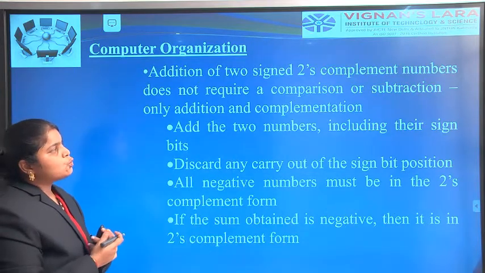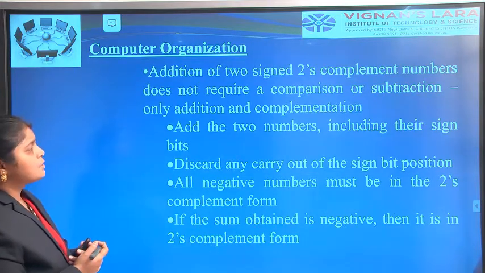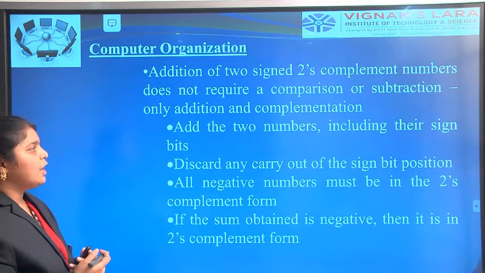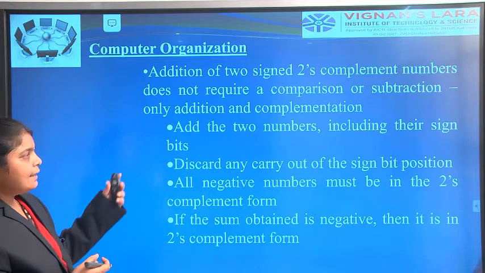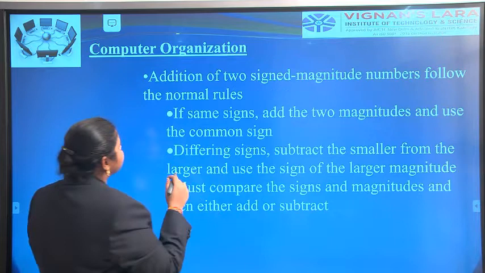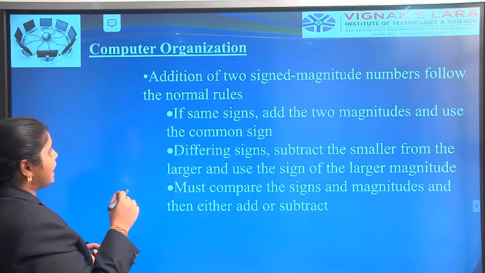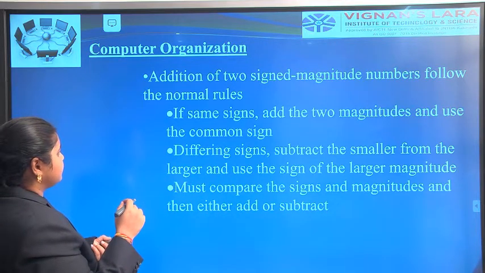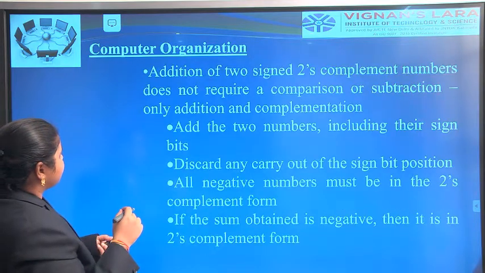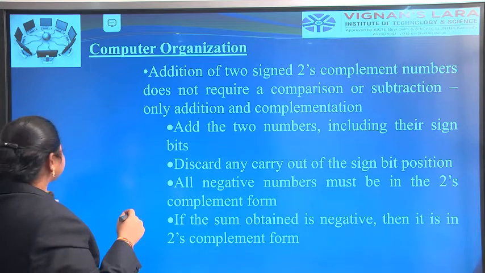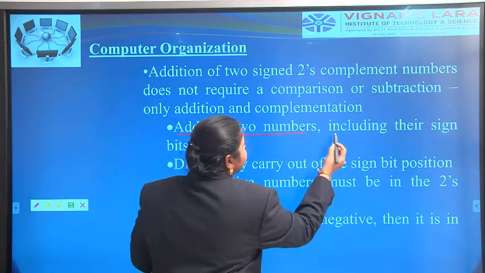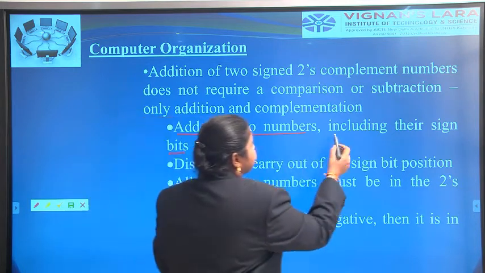Okay, addition of two signed 2's complement numbers does not require comparison or subtraction, only addition and complementation. Add the two numbers including their sign bits.